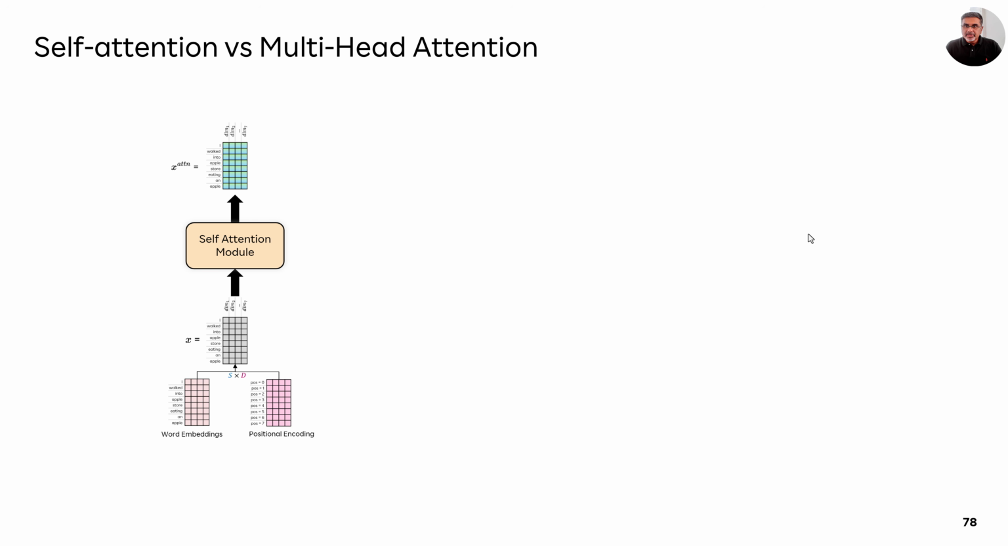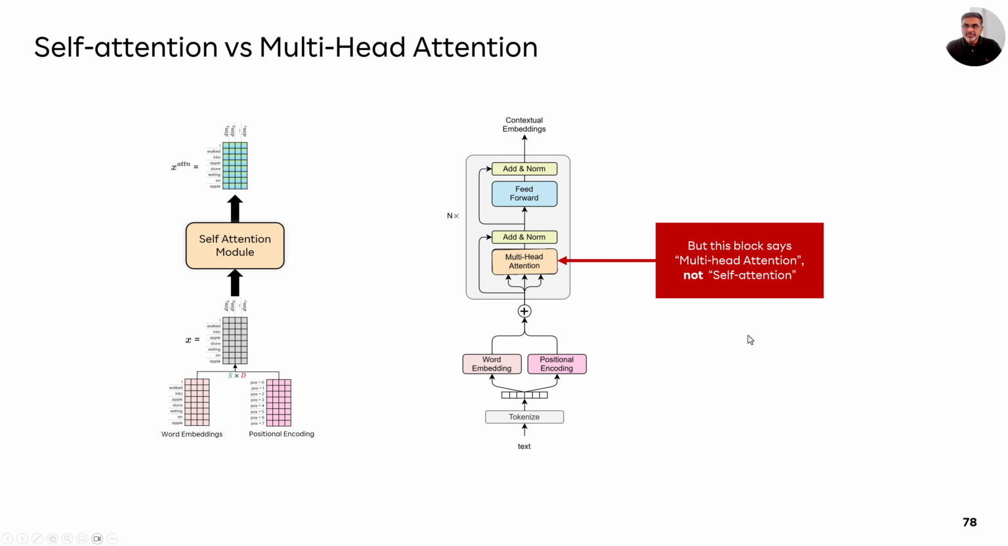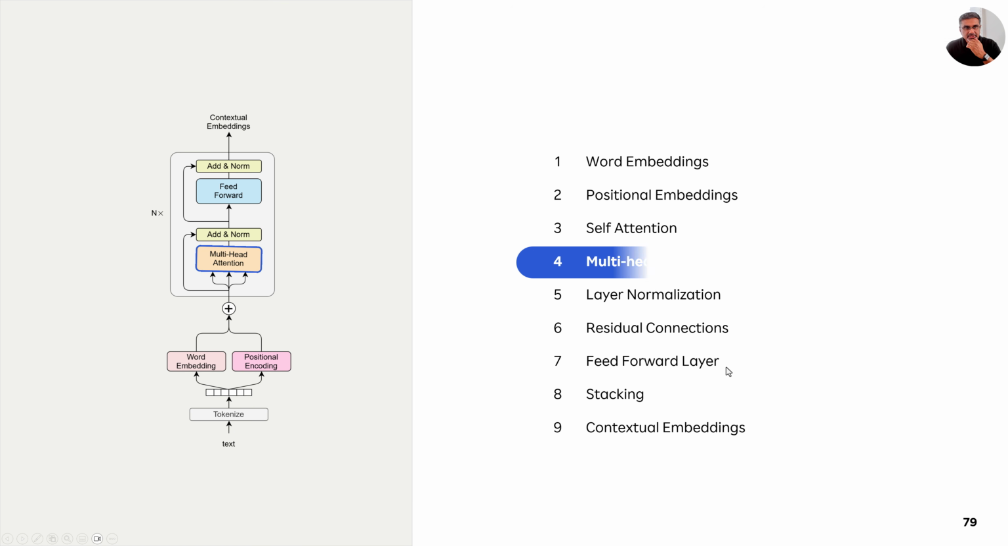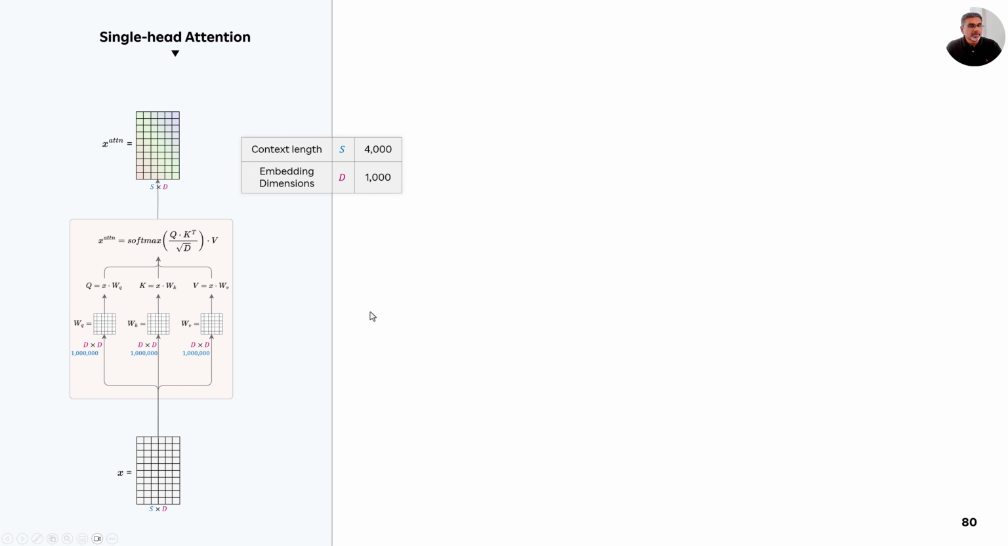Now, if you look back at the transformer architecture picture in the paper, this block actually says multi-head attention. It does not say self-attention. So what is multi-head attention? Let's look into that next, which is at this layer of the transformer architecture.